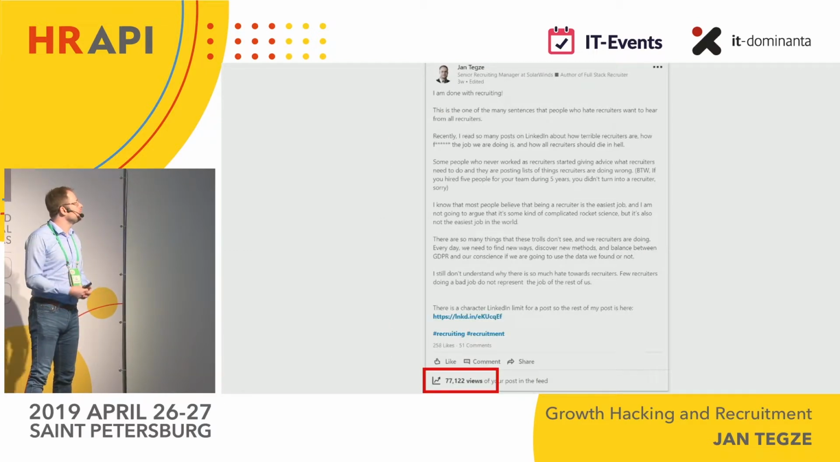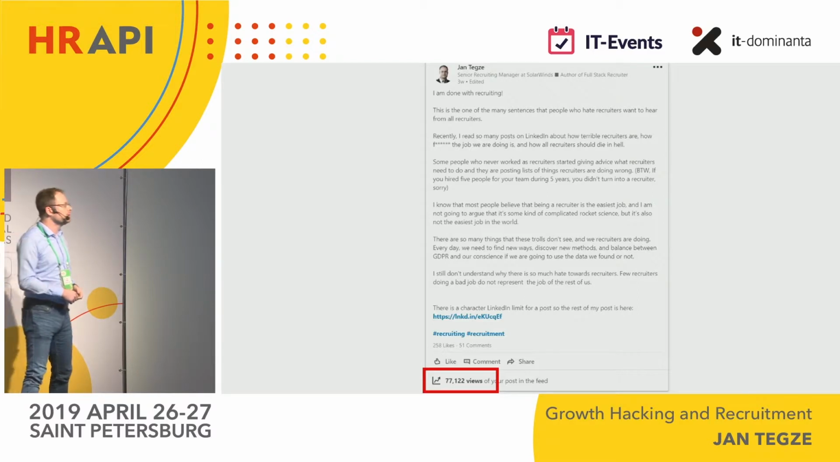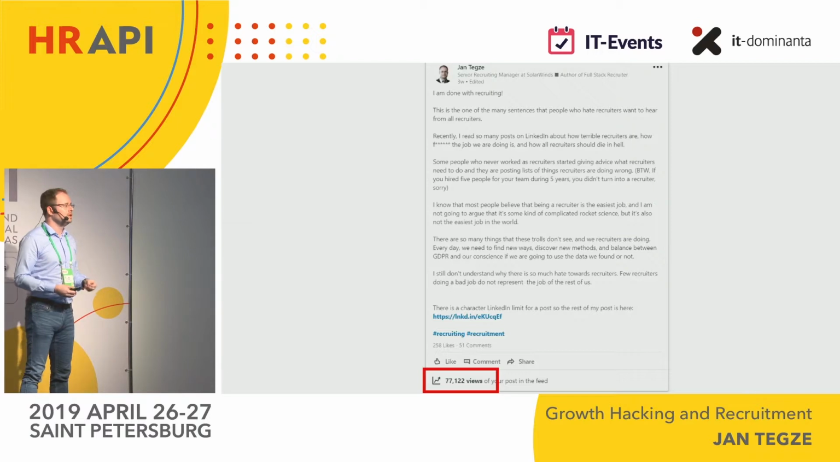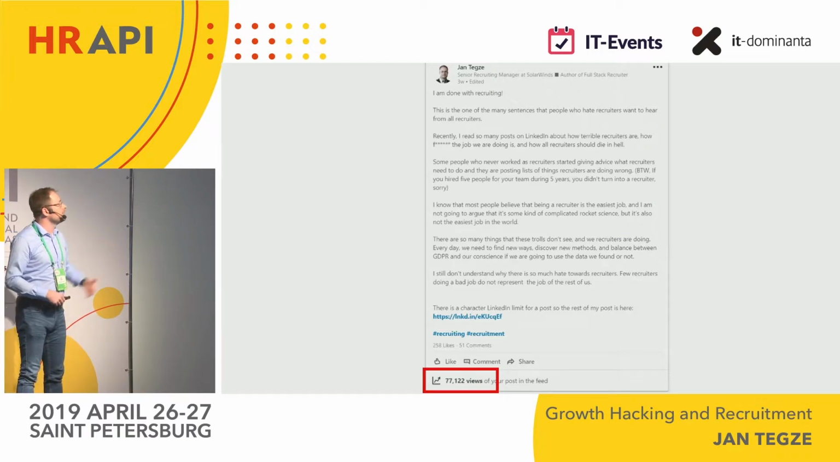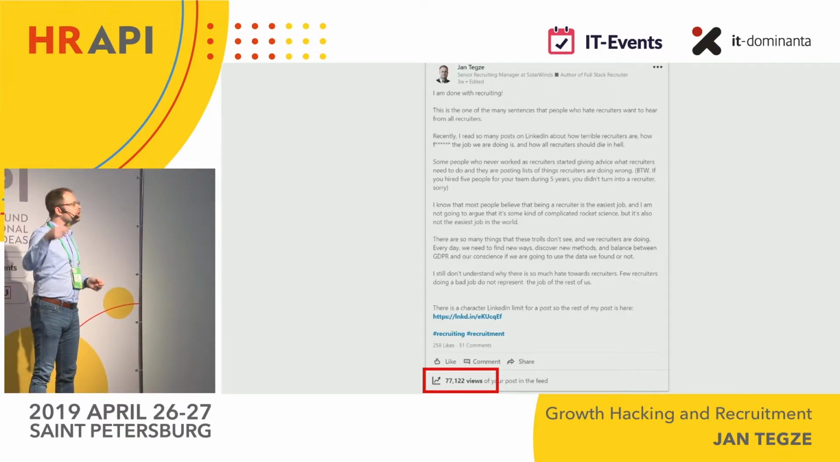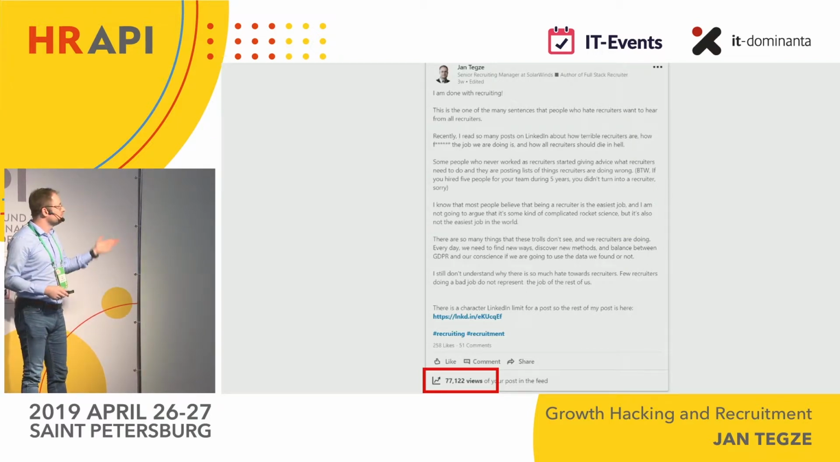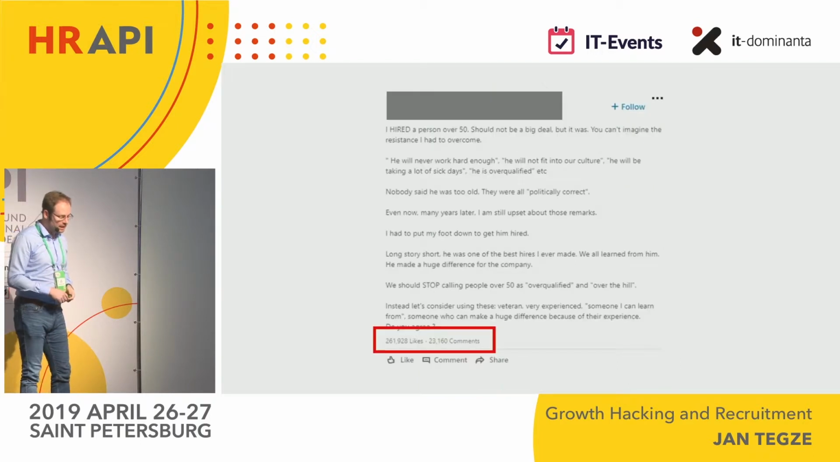I tested one thing. I described that I'm done with recruitment, not sourcing, but recruiting. I also split it into 2 parts because the text was long, and I was curious what would happen if I had 2 parts of the story. People start reading the first part, which already creates some emotion. The first part is all about the emotion. The second part, probably nobody read it at all, but 77,000 people read it.